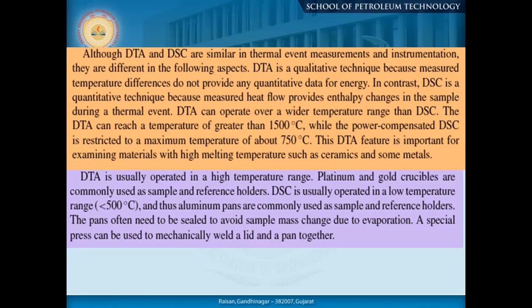DSC is usually operated in the low temperature range, and thus aluminum pans are commonly used as sample and reference holders. The costly instruments are generally DSC, being very sophisticated. The pan often needs to be sealed to avoid sample mass change due to evaporation, because what we are discussing is the enthalpy change without exchange of mass in the DSC. That's why you should be very careful about the selection of the sample holder, and different sample holders actually perform differently for getting the proper data.